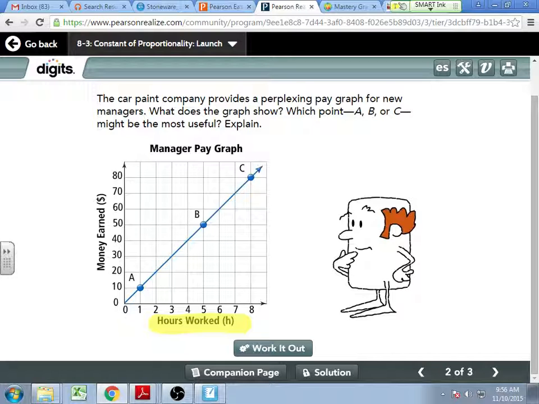Almost always time is your X variable because your X variable is your independent variable. Your Y, the money earned, depends on the hours worked. You can't just all of a sudden earn a bunch of money. You would have to work to earn it, at least when you're an adult in the real world.